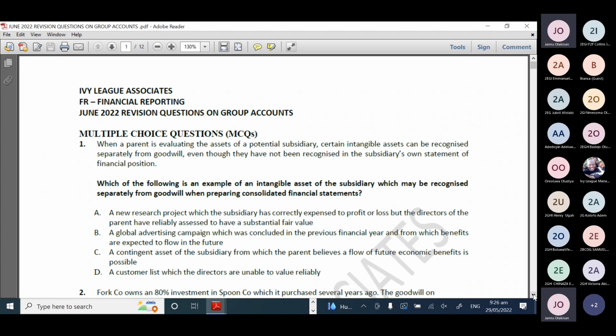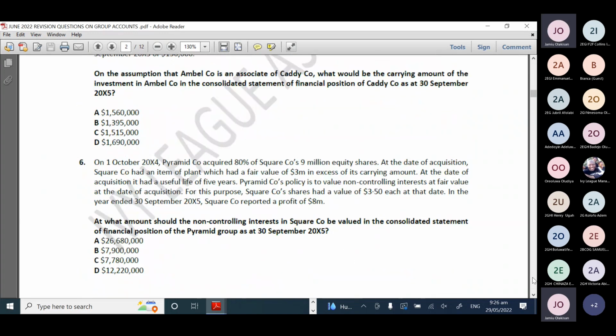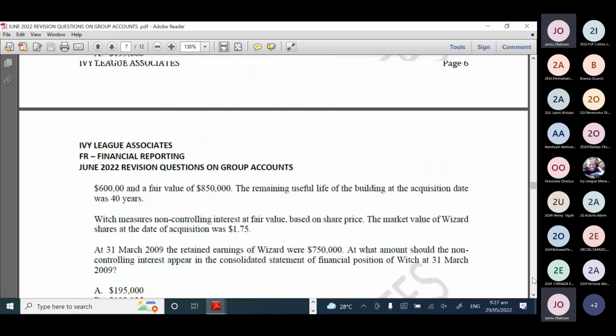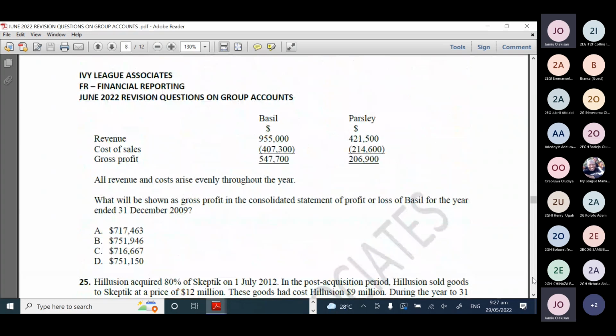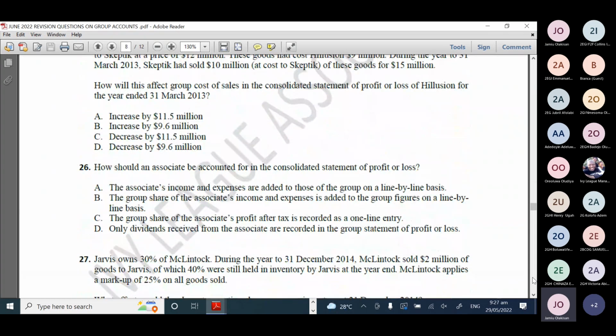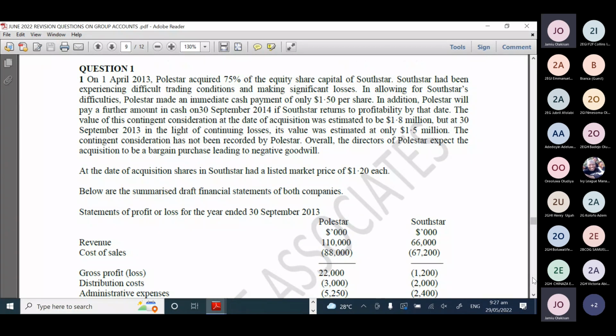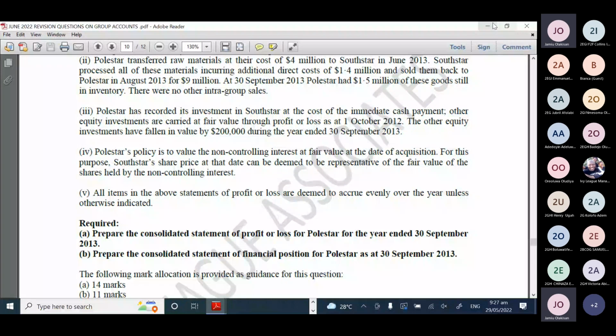The document I'm projecting has already been shared with you. Herein you have 27 multiple choice questions. And then you have two practice questions that we're going to look at, and we're going to finish all of them today by the grace of God.